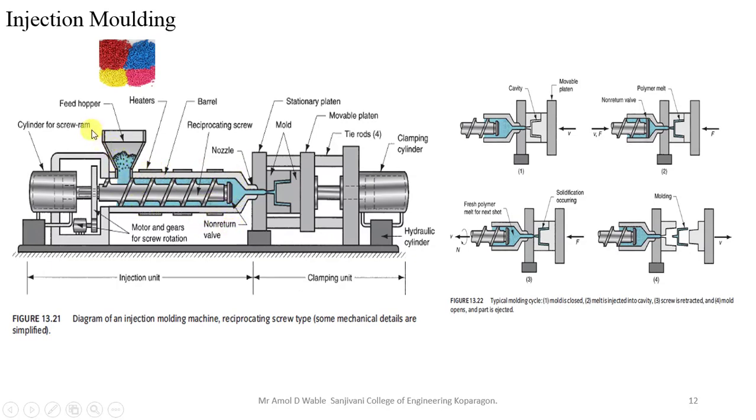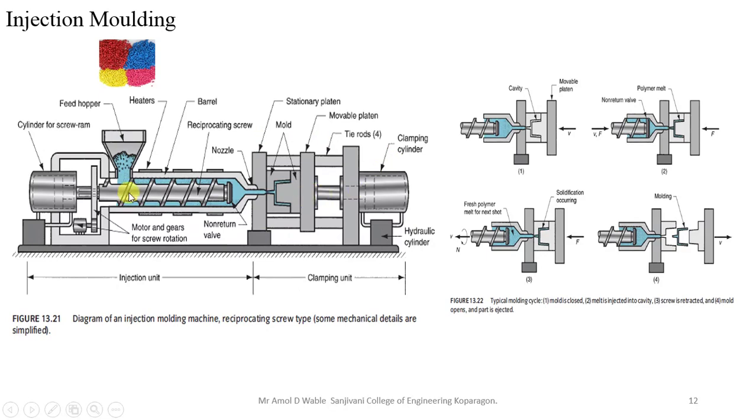Towards one end you will have a feed hopper, through which plastic material in powder form can be poured into one end of your chamber, and further you will have a nozzle. Towards this right end you have a mold assembly where the top half of your mold will be the fixed one and the bottom half of your mold will have a reciprocating movement. So this is the top half or top mold, the bottom mold, and this is a part of your machine and this is a part of your mold.